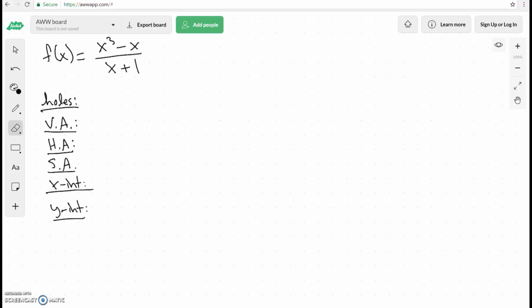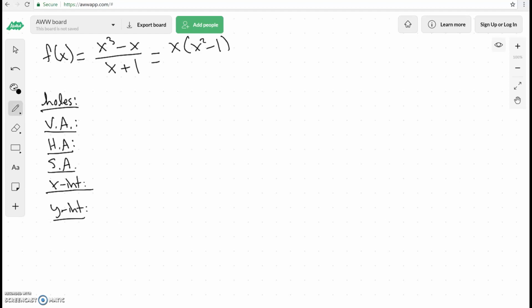Here's another problem, and we want to graph this rational function. So the first thing that we want to do is, as always, try to factor. And you'll see why factoring is really important from the very beginning. So let's go ahead and take out an x. We can see that there's a common x here. I can take out an x, and I'm left with x squared minus 1.